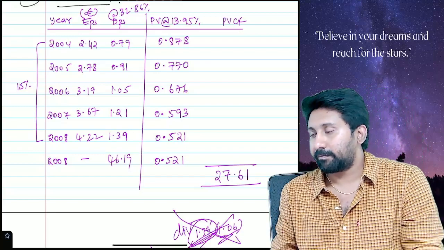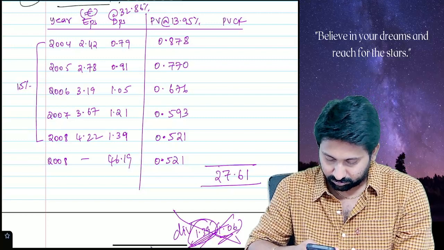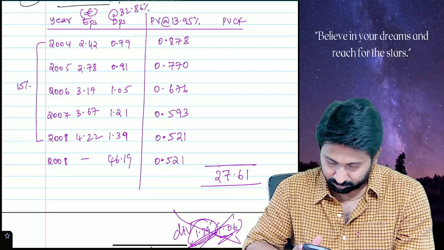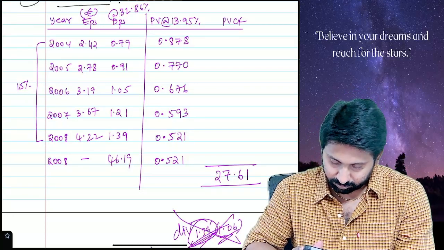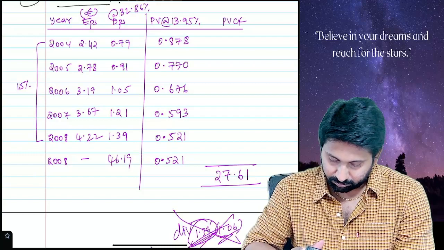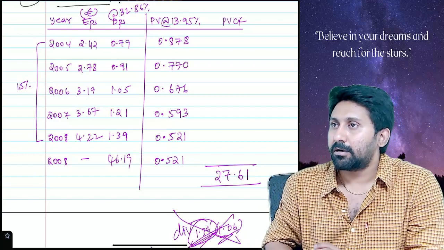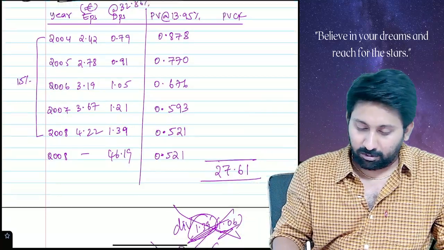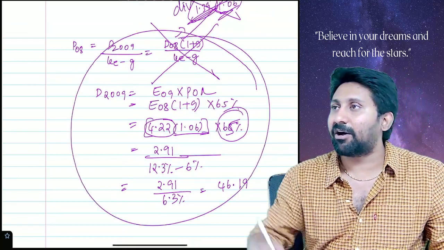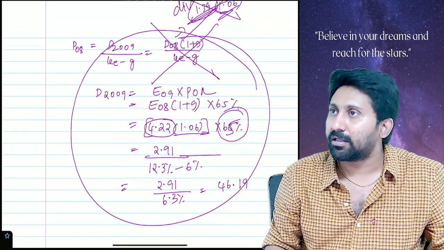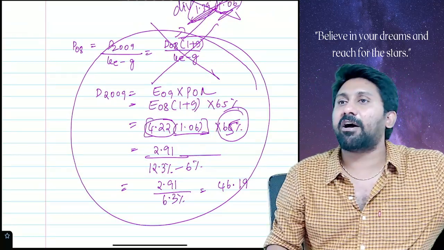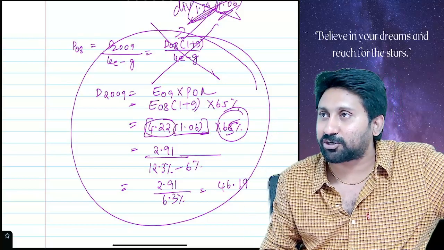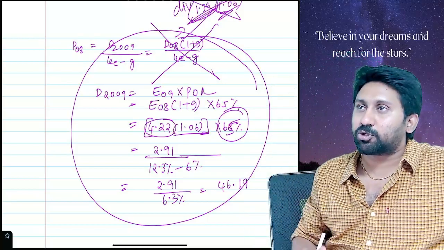27.61. Correct? Everyone got the answer? Now tell me, all these calculations we have already done in the share valuation chapter or not? Nothing is new, but for variety they asked the question, changing the growth, changing the KE, changing the payout ratio. All are changed in the question. Therefore it seems difficult, but it is not.